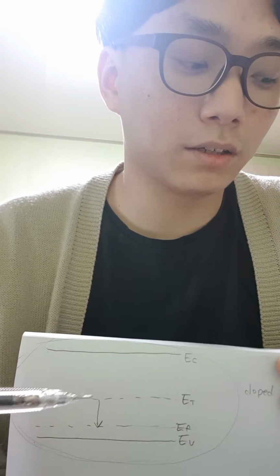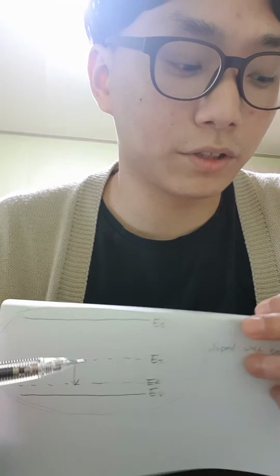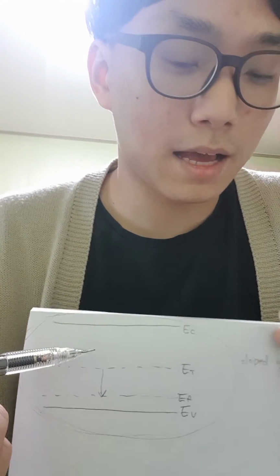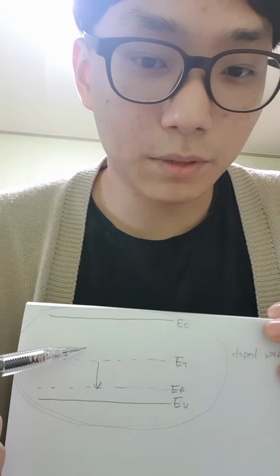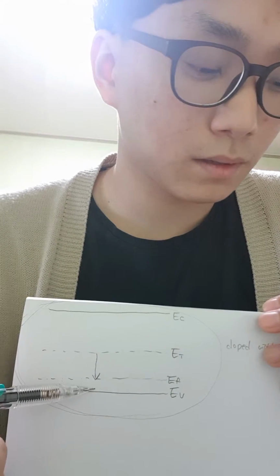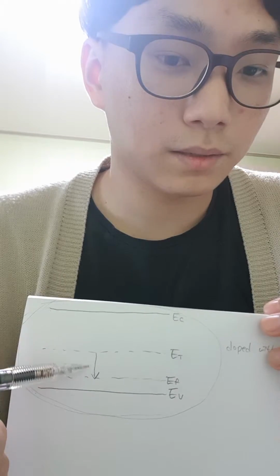However, when the silicon crystal is doped with boron, the silicon becomes p-type and the Fermi level moves to the valence band like this.